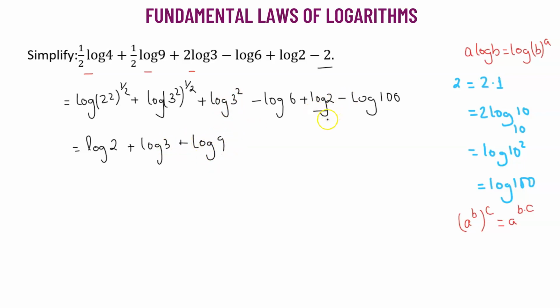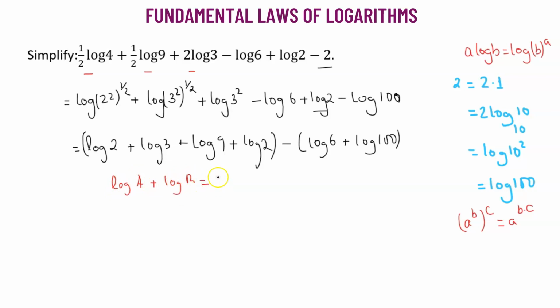So let's write all the positive terms together. So we have plus log of 2, minus, so we have negative log of 6 and negative log of 100. Well, we can also rewrite it as log of 6 plus log of 100. So here, why have we done this? Because now we can use the property that if we have log of a added to log of b, then they combine to give us log of a times b.